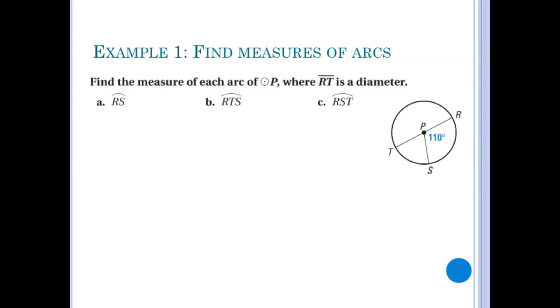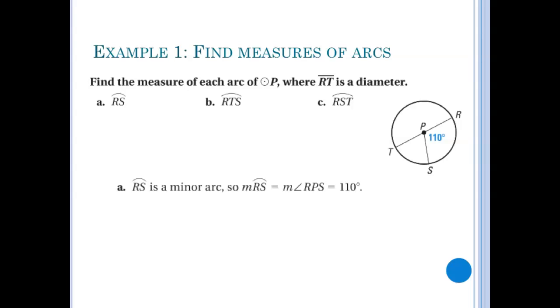Find the measure of each arc of circle P, where RT is a diameter. So let's start with arc RS. You're looking at this angle that's formed by RPS, and we see here that that angle is 110 degrees. Since RS is a minor arc, we would say that the measure of arc RS is the same as the measure of angle RPS, which is 110 degrees, which is less than 180 degrees.